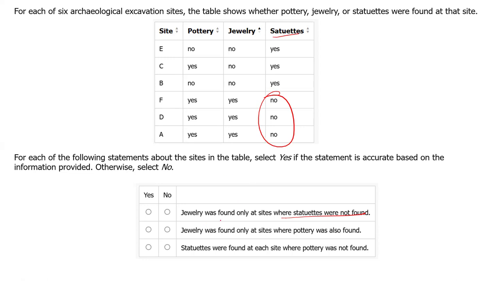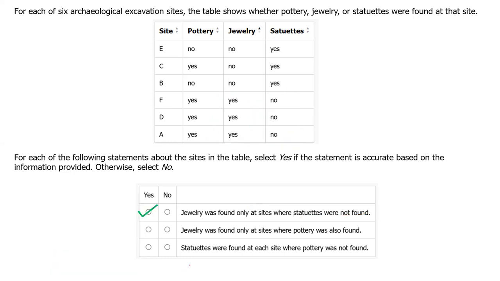Now, the word only is important here, by the way. Was jewelry found only at these sites? This is what the question is asking, right? Was jewelry found only at these sites where statuettes were not found? What do you think? Yes, because only at these sites was jewelry found.